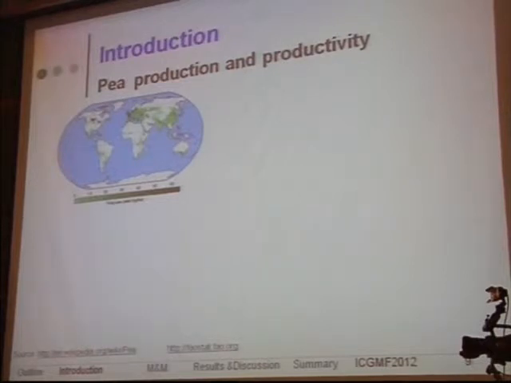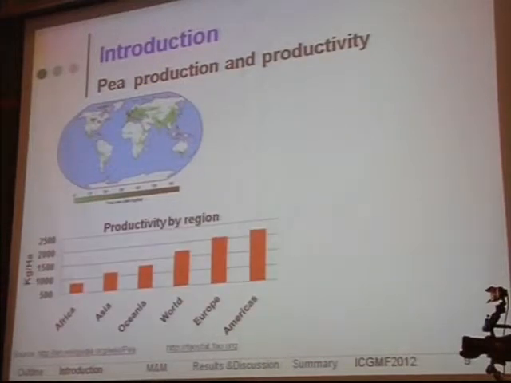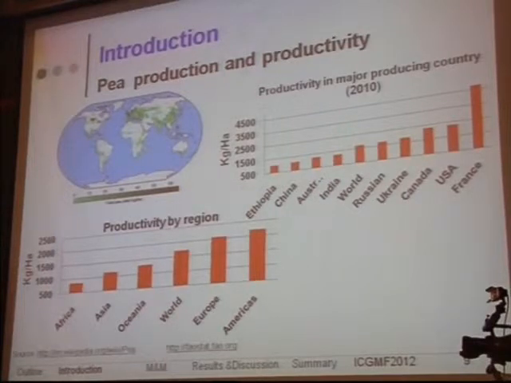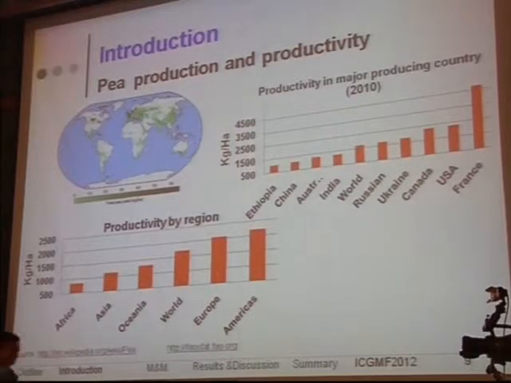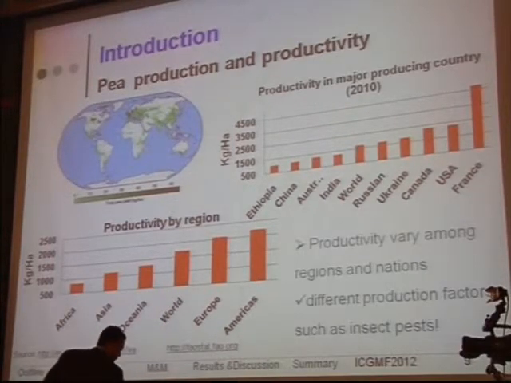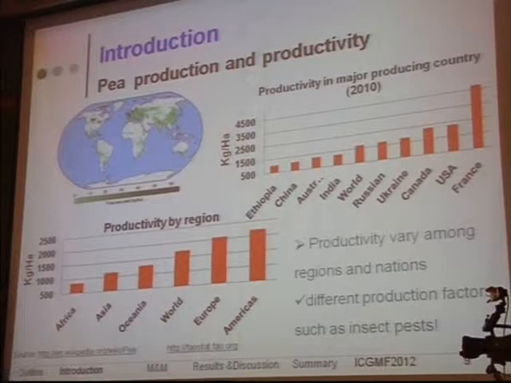If we come to pea production, we can see here the countries which are producing pea. If we go to regions, we can also see the difference between African and Asian countries and European or North American countries. So there is a gross difference in the production. If we come to the countries themselves, we can also see a lot of difference between different countries, and this can be attributed to different production constraints, abiotic or biotic constraints.